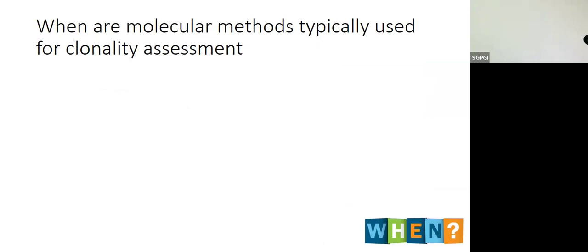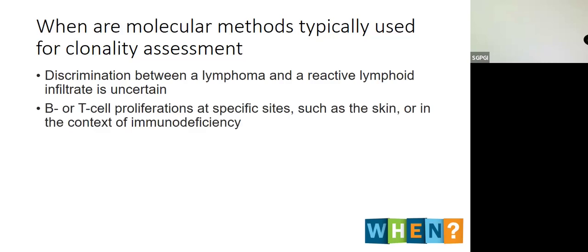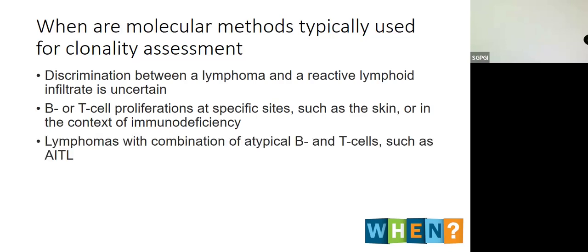So when are molecular methods usually used for clonality assessment? Usually when the discrimination between a lymphoma and a reactive population is uncertain, when you have sites which are difficult to access or difficult to get tissue from, which you can flow, such as the skin, sometimes in the context of immunodeficiency, and lymphomas where you have a combination of cells.